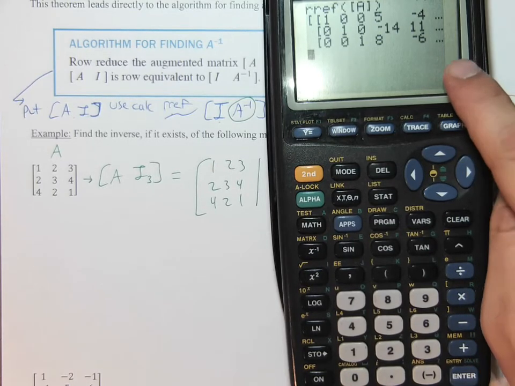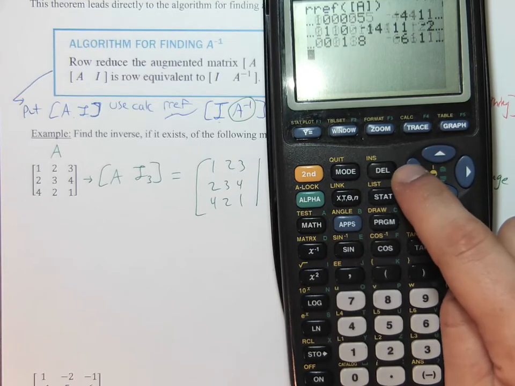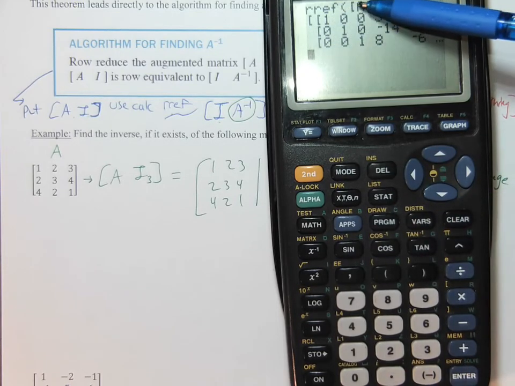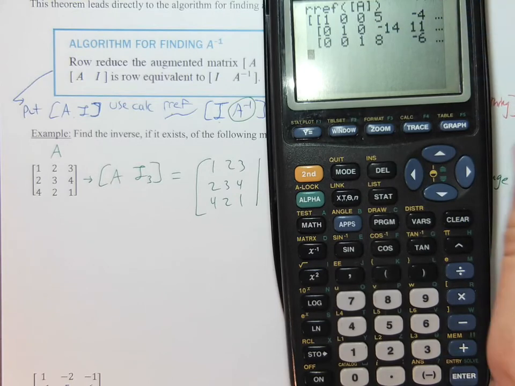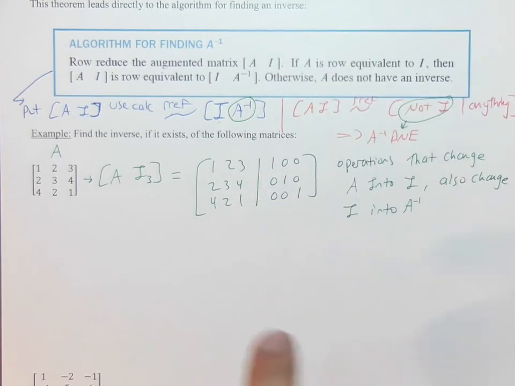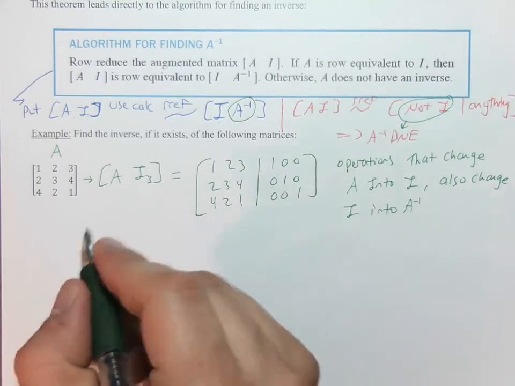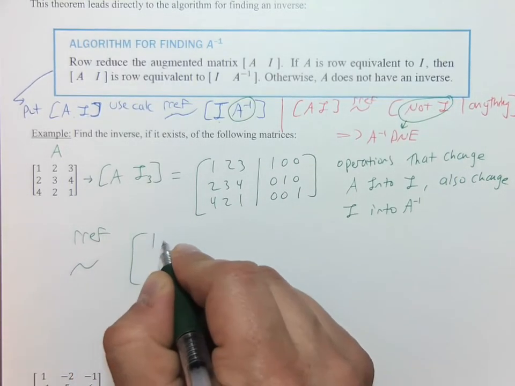Right? If it's a big matrix like this where it's kind of off the screen, you can press the right arrow and it'll scroll to the right. But notice how we have the identity matrix right here, right? So A changed into the identity matrix. And so that means that what's on the right-hand side here is the inverse. And so I'm going to write this down right here. So we did RREF on the calculator, and we got this.